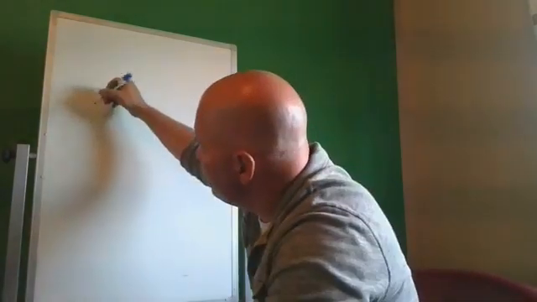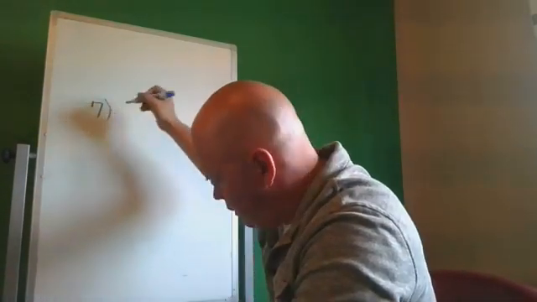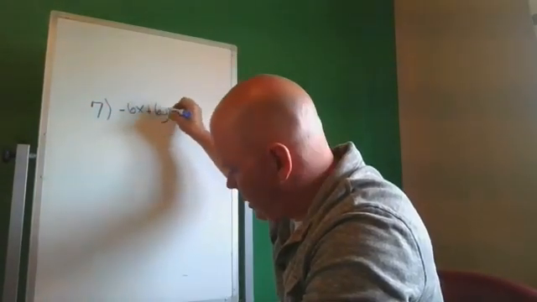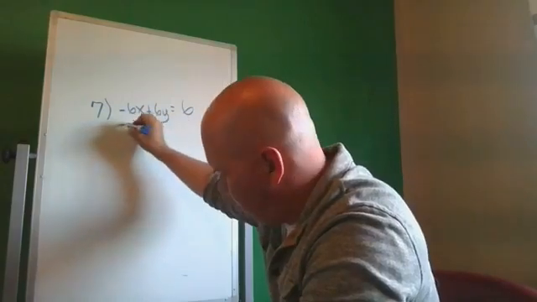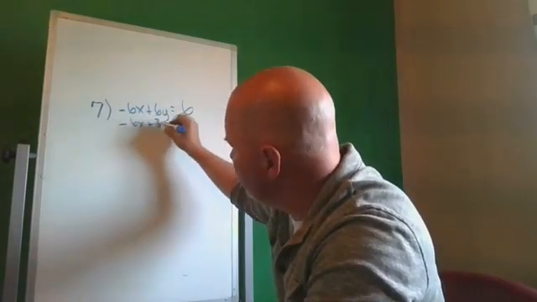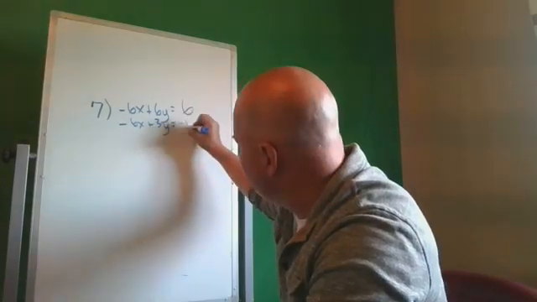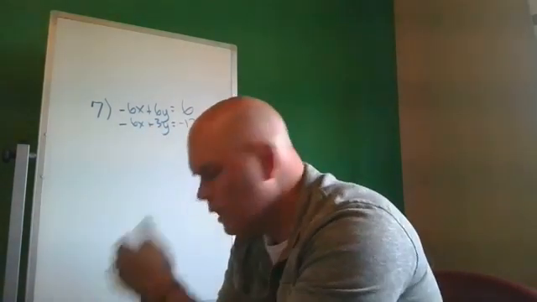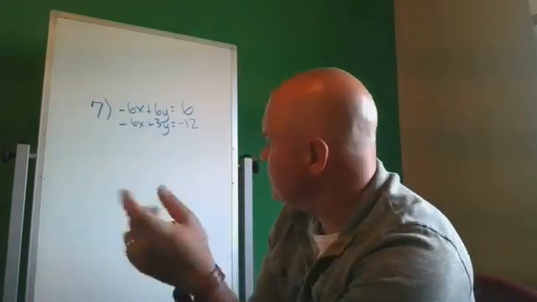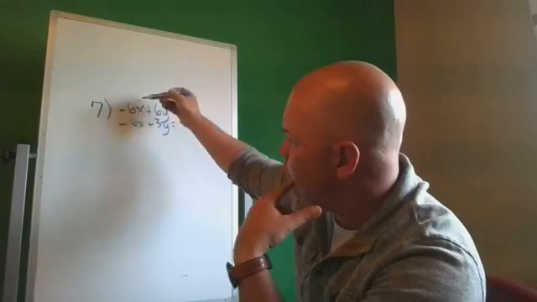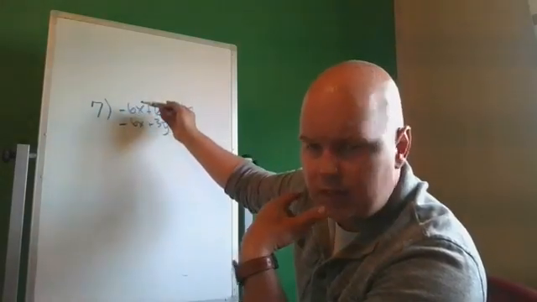Cool. So that was 6. Let's look at number 7. And that one says -6x plus 6y equals 6. And we have -6x plus 3y equals -12. Okay? So again, when I'm looking at those two, the first thing I'm going to do is see which ones I want to cancel. I'd probably choose my x's just because that'll make it the easiest for me.